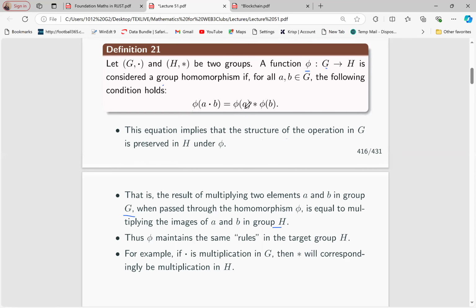Now, this is the image of A, and this is the image of B. That's what it means. So I had elements A and B, and then I carry out this operation and apply the homomorphism on these two. Whether the operation is addition or multiplication, that is okay. But what I get is the image of A with the same operation that was in G, whether addition or multiplication, and then the image of B. That's what we get.